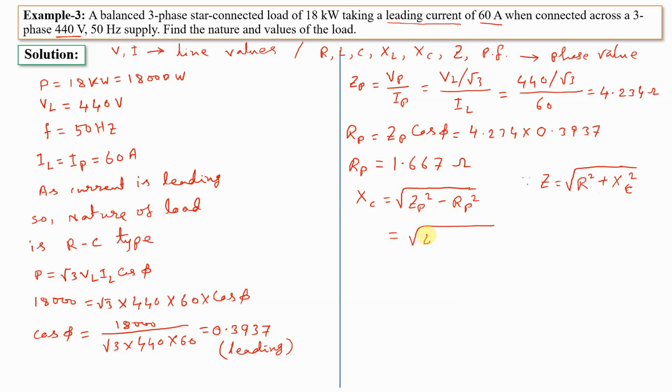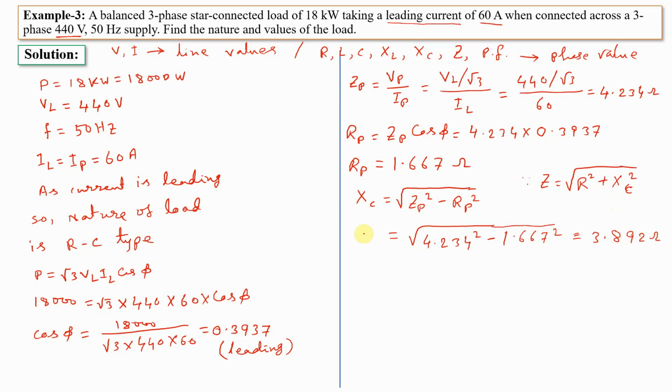It is 4.234 square minus 1.667 square. So after calculation, the value of the X will be 3.892 ohms.